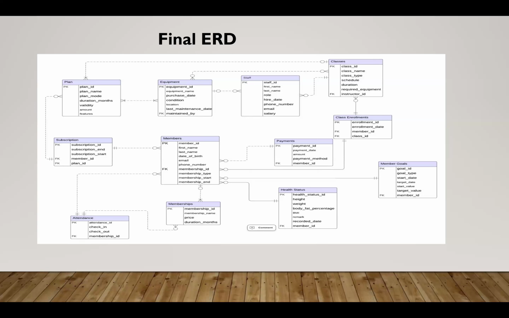And then we have the staff. Each class is assigned an instructor via instructor ID. And then we have staff table. Staff members maintain gym equipment. And then each class references a specific instructor via instructor ID. And then each class may require a certain equipment. And then the class table tracks the enrollment of members in classes via the class ID.